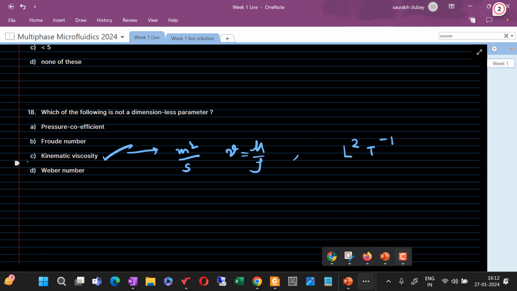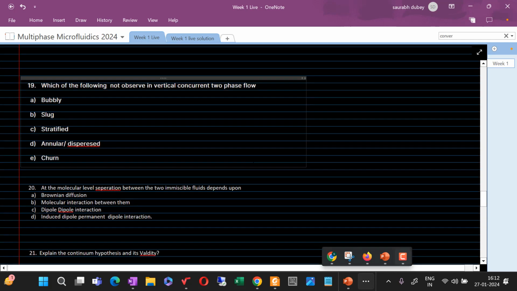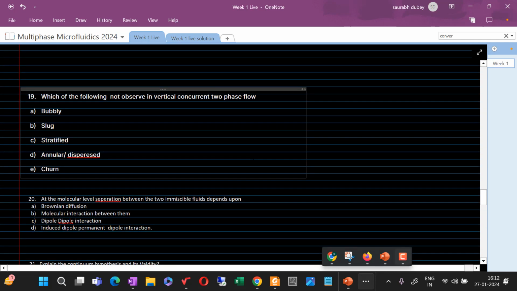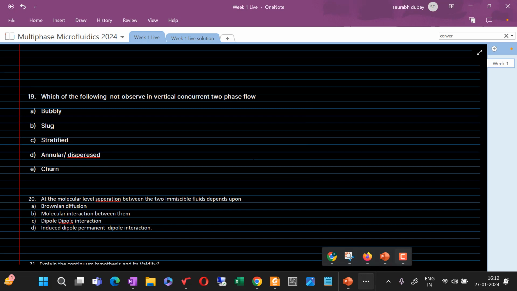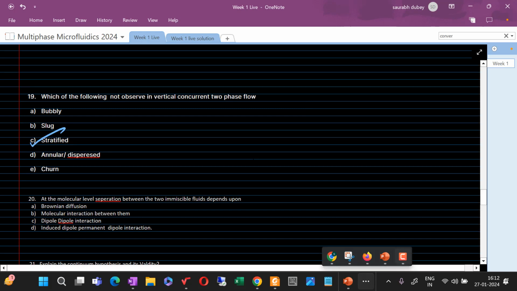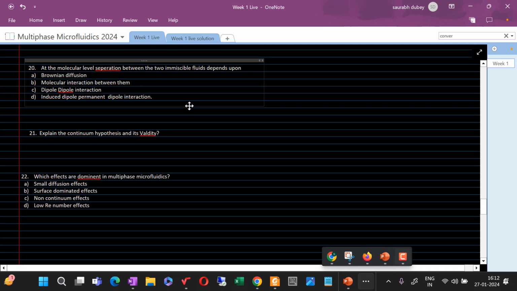The next question is, which of the following is not observed in the vertical concurrent two-phase flow? Vertical stratified. This is similar to the one question we solved now, the first question we solved. At the molecular level, separation between the two immiscible fluids depends upon. This could be single choice or multiple choice.